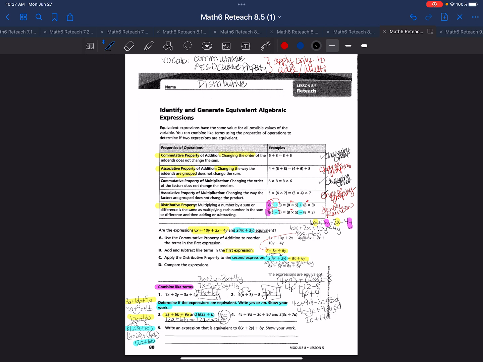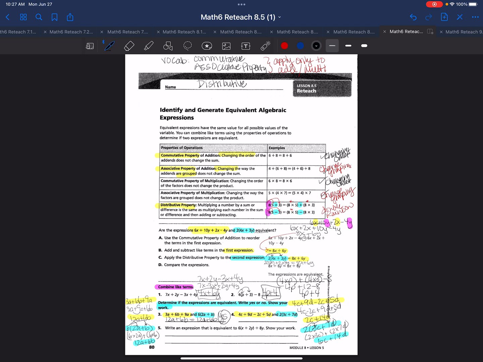So that is my first expression here. I simplified it. Okay, now let's do the second one. 2 times the quantity of 3c plus 7d. I need to do distributive property. So that's 2 times 3c plus 2 times 7d, which would be 6c plus 14d. So this is my second expression.